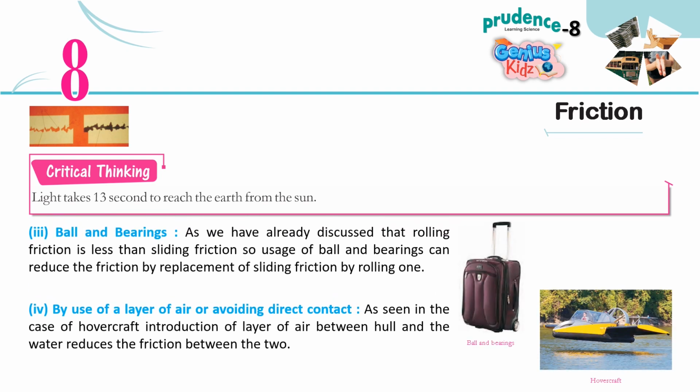3. Ball and bearings. As we have already discussed that rolling friction is less than sliding friction, so usage of ball and bearings can reduce the friction by replacement of sliding friction by rolling friction. 4. By use of a layer of air or avoiding direct contact. As seen in the case of a hovercraft, introduction of a layer of air between hull and the water reduces the friction between the two.